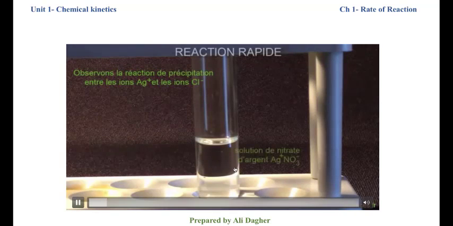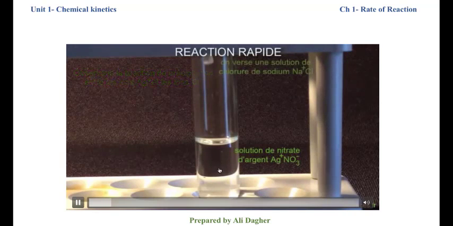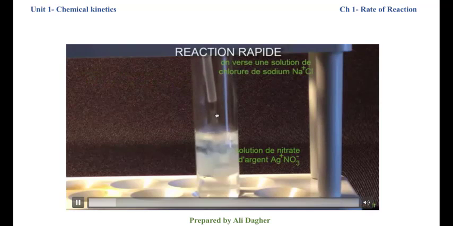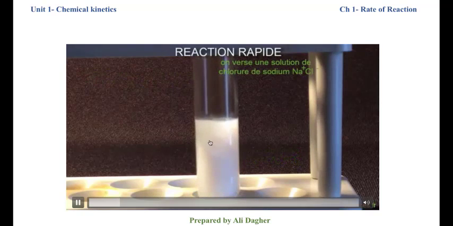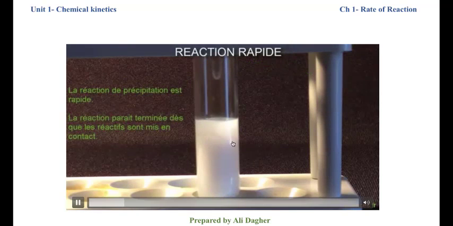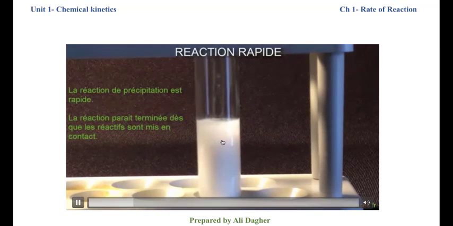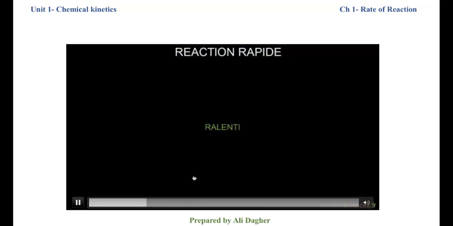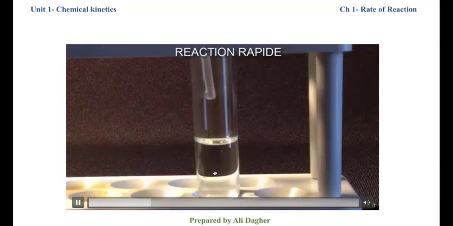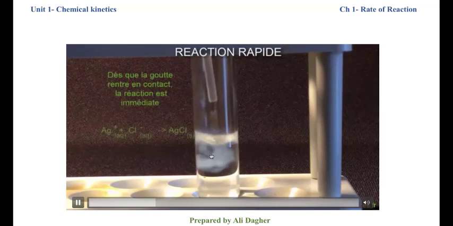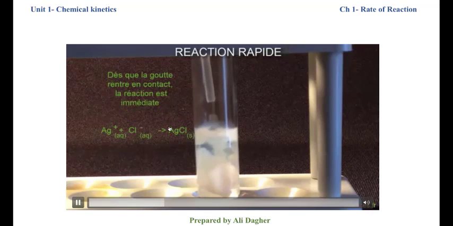This solution contains silver nitrate, colorless, containing Ag+ ions. We add sodium chloride solution containing Cl-. We observe, at the moment of the addition of Cl-, the formation of a white precipitate. This reaction is fast because it takes place in one moment. In slow motion, at the moment of the addition of Cl-, we observe the white precipitate, which is AgCl. Then this reaction is fast.